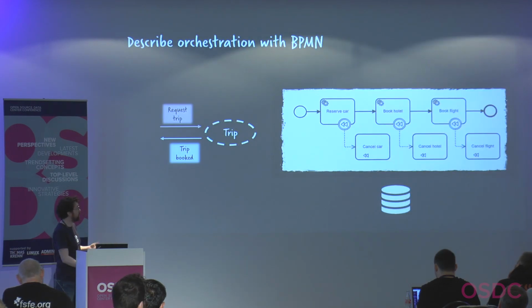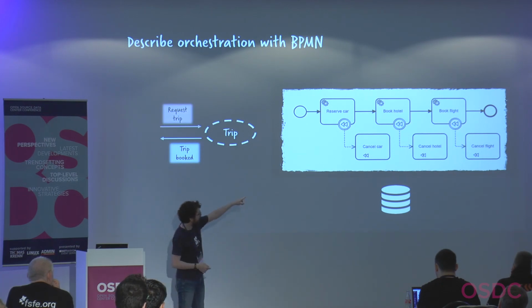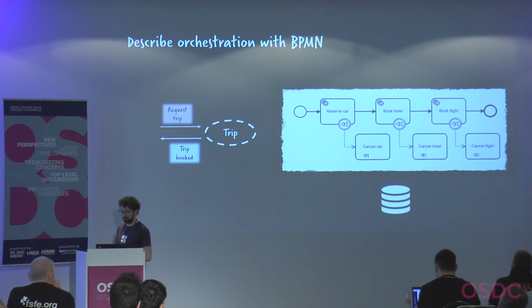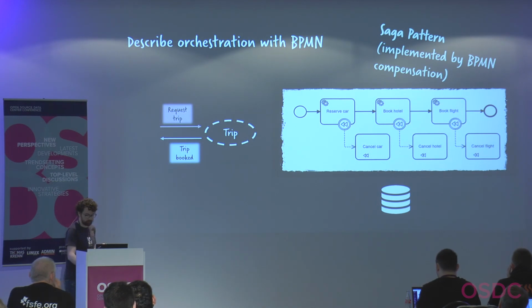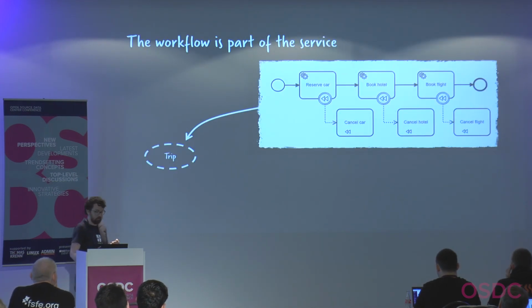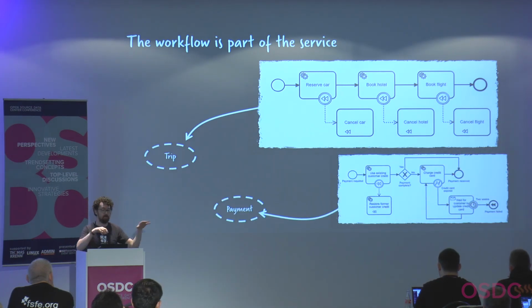And so in BPMN, you would just write something like this. We have our reserve car, book hotel, book flight, and right below it there are the compensation tasks that we can then execute if an error were to happen. And again, this is all done statefully. You can also have a workflow as part of a service. In my example, I had trip as a service, so the workflow is just embedded in there. It's another microservice that controls what the state's going to do. You can also have those in other services as well. Every service can have its own little workflow.